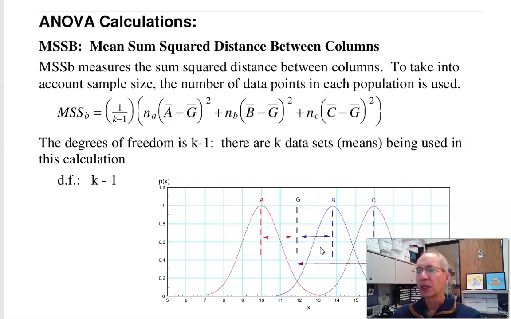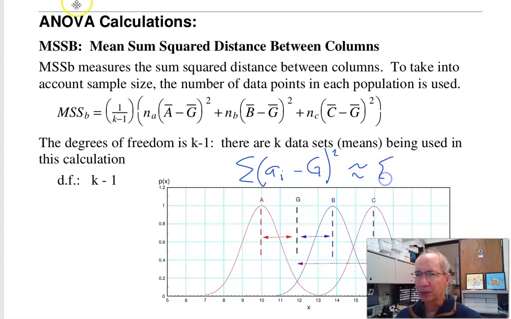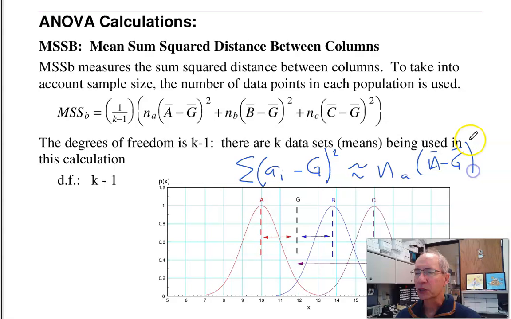That's not how it's done, though. The way it's actually done is I have the average of A, average of B, average of C. I'm going to approximate that the sum of a sub i minus G squared, that's almost the same thing as the sum, well, there's just one point, as the number of data points times A bar minus G bar squared. Now that's not exactly true. Squaring is not a linear function. So when I add up these points relative to the global mean, I'll get a different answer than this one.